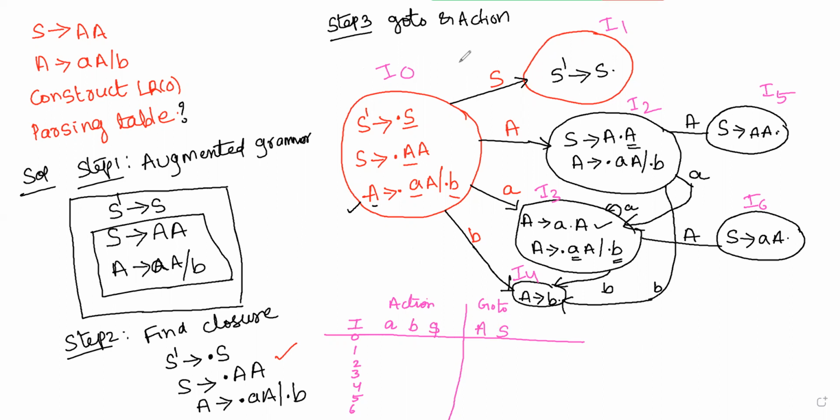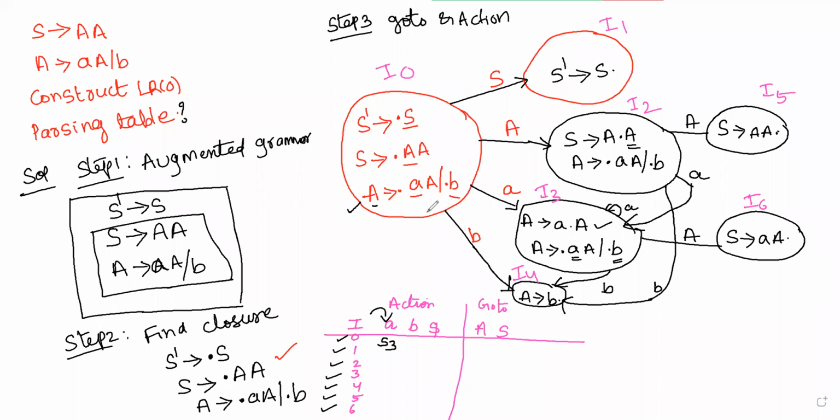So I0 on a: you see I0, I1, I2, I3, I4, I5, I6. I0 on small a goes to I3. So I am taking I3 as shift, this is called S3, because this is a shift we are doing. So you write it as shift. Now the next value, I0 on b.